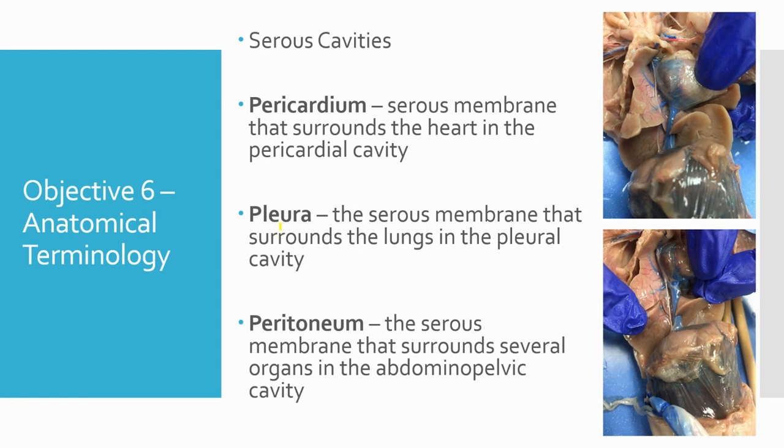And so we have 3 main serous cavities. You've got your pericardium, which is the one around the heart. You have the pleura, which is around the lungs. And then you have the peritoneum, which is going to be around many of your organs in the abdominopelvic cavity.